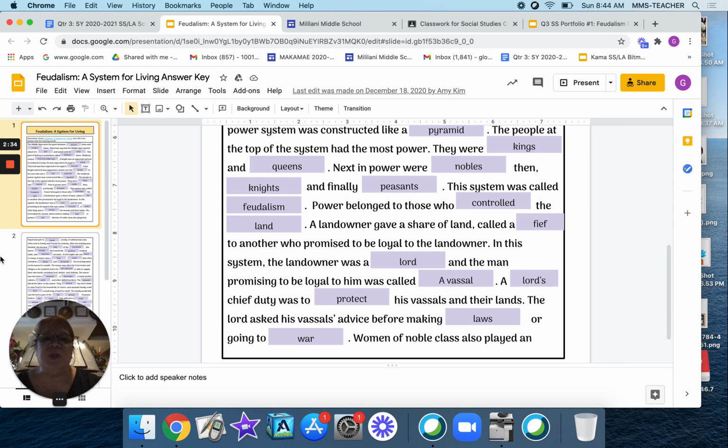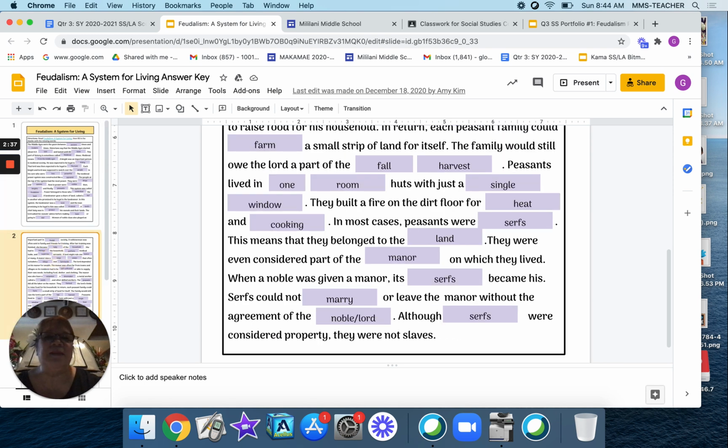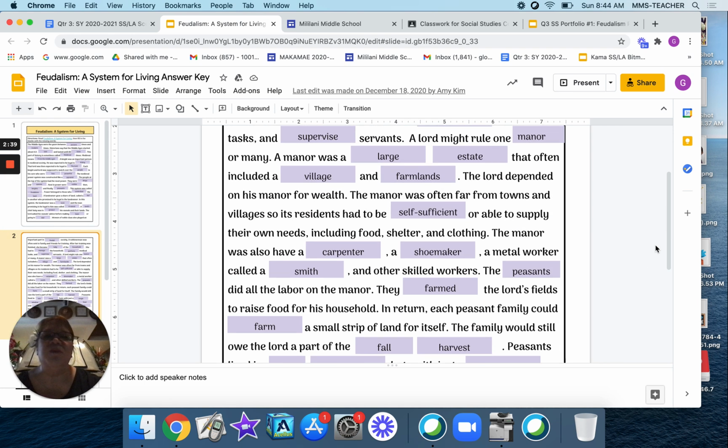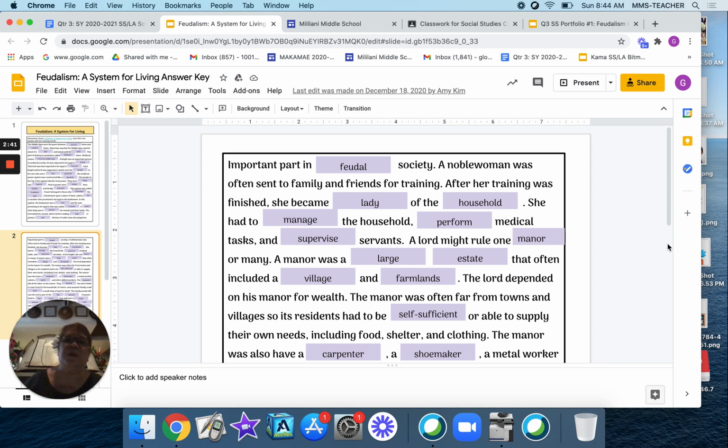Women of noble class also played an important part in the feudal society. A noble woman was often sent to the family and friends for training. After her training was finished, she became lady of the household. She had to manage the household, perform medical tasks, and supervise servants.